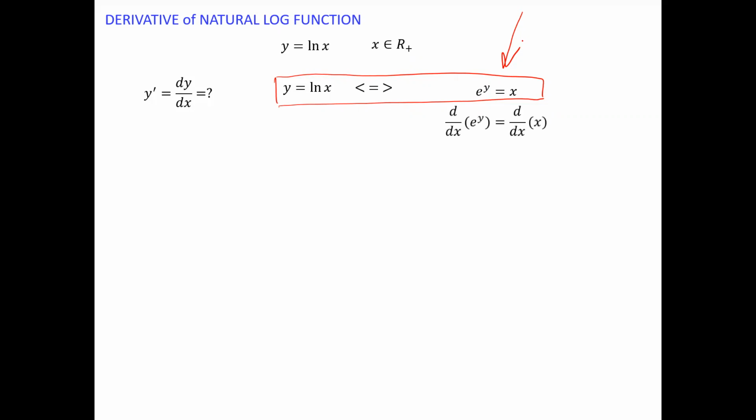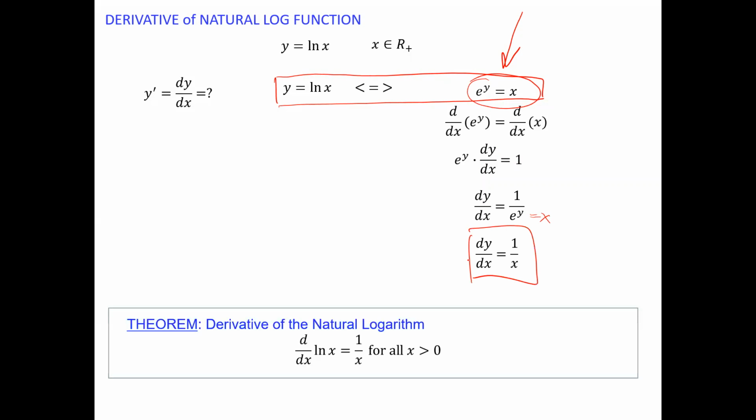Let's use implicit differentiation, take this equation as it is, and take the derivative of both sides with respect to x. The derivative of e to the y is e to the y times y prime, or dy dx. The derivative of x is 1. Perfect. Now I will divide both sides by e to the y because we're looking for dy dx. We're still looking for the derivative of the function y. Okay, and also we can see that this e to the y is x, so it is 1 over x. We did it.